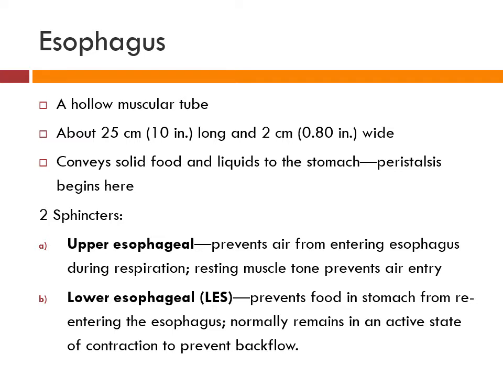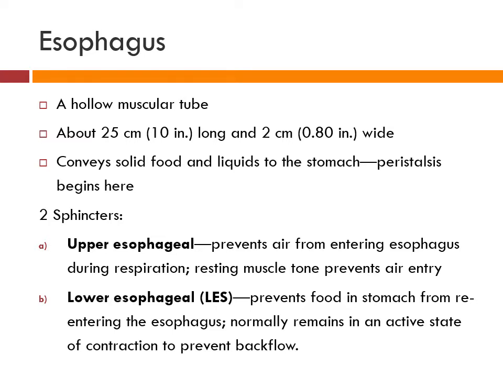The esophagus is about 10 inches long. Don't memorize that. It's just to get a sort of picture of it: it goes from the C6 vertebrae down to the T7 vertebrae. It conveys solid food and liquid to the stomach, and the beginning of peristalsis happens here.